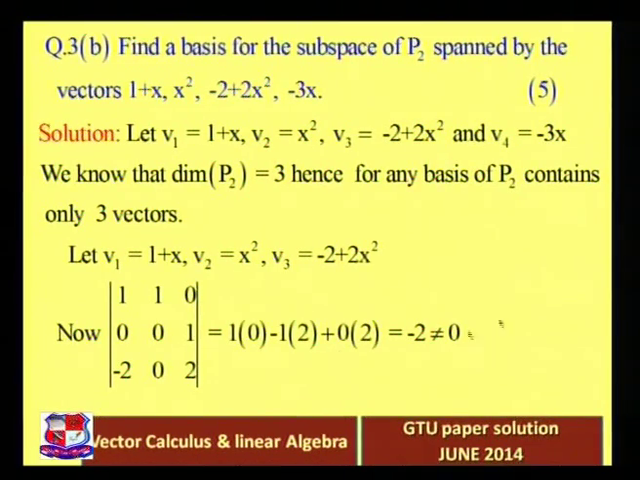Same situation happens here: we know that the dimension of P2 is equal to 3, right? And here we proved that these three polynomials of P2 are linearly independent. That means we don't need to prove that the span of these three polynomials is equal to P2. That is automatically proved, right? So hence these three polynomials V1, V2 and V3 are basis vectors, basis polynomials for P2.